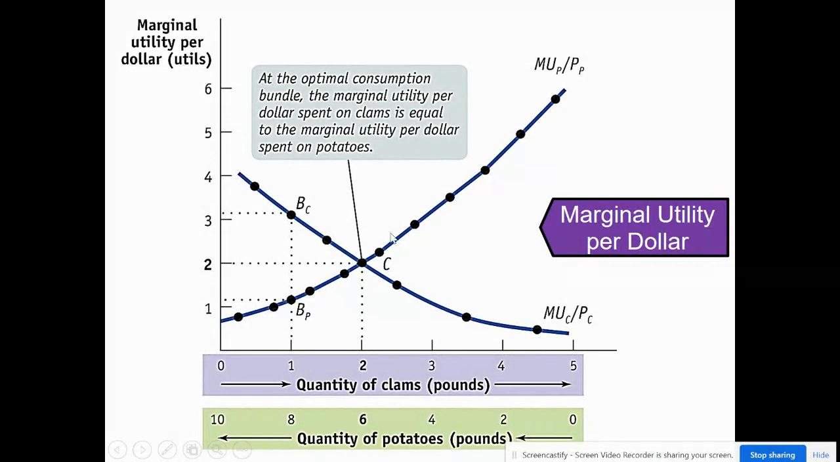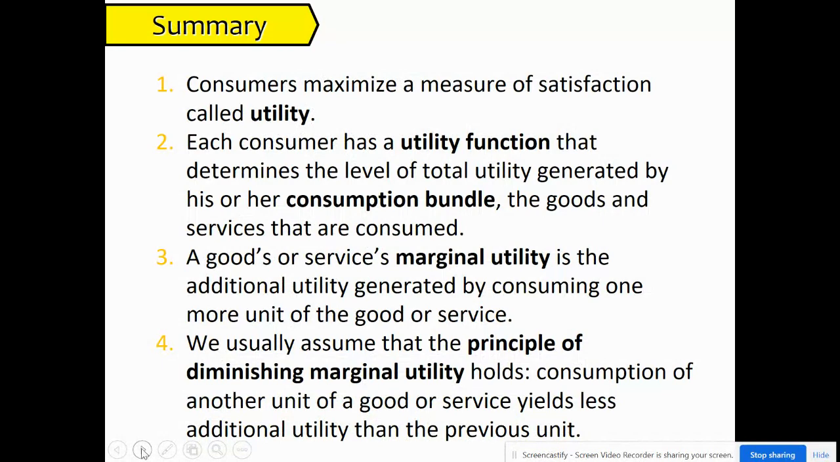Once again, these are those equations of marginal utility of clams per the price of clams and the marginal utility of potatoes over the price of potatoes. And we can see she's going to be here at 2 clams and 6 potatoes. They did this a little differently than the way we showed it before on the FRQ.